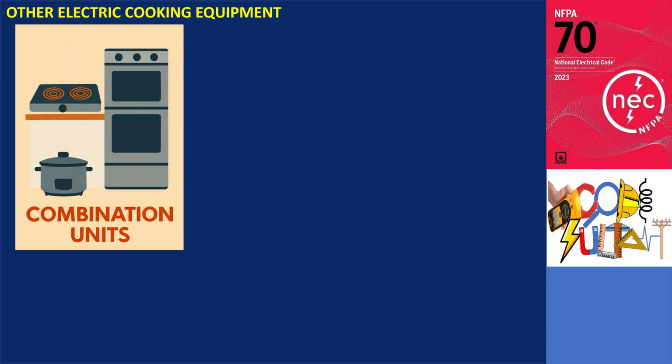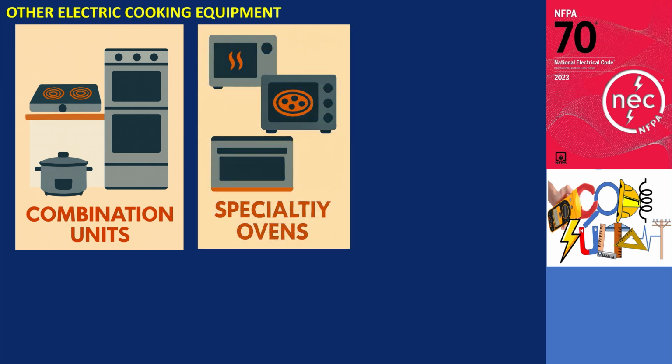Other electric cooking equipment can also come into play. Combination units. A counter-mounted cooktop paired with 1 or 2 wall ovens on the same branch circuit. NEC Note 6 tells us to treat this combination as equivalent to one range. Specialty ovens, steam ovens, pizza ovens, or warming drawers. If their rating is greater than or equal to 1 3/4 kilowatts, they are included under Table 220.55 as ovens. Smaller warming drawers often fall below the threshold, so they remain under Article 422.